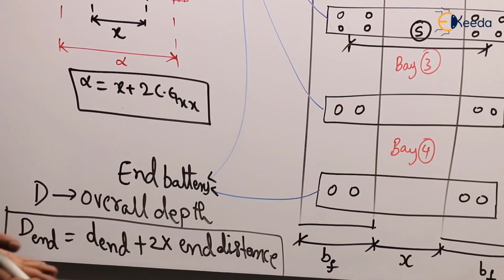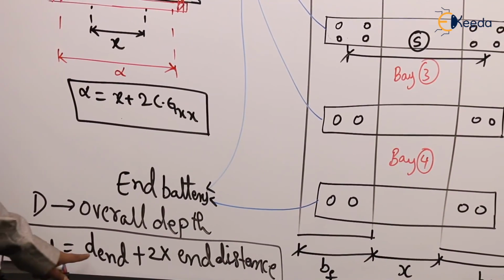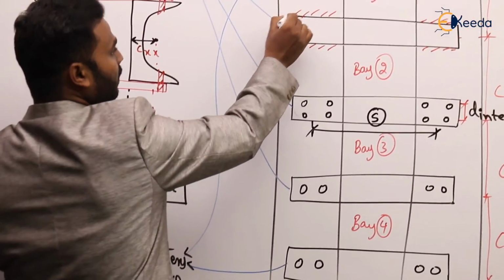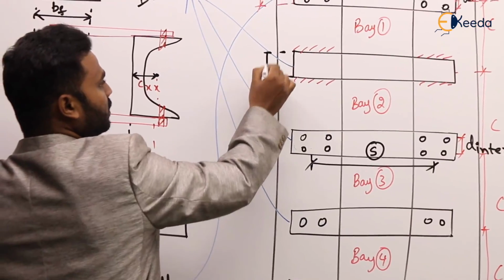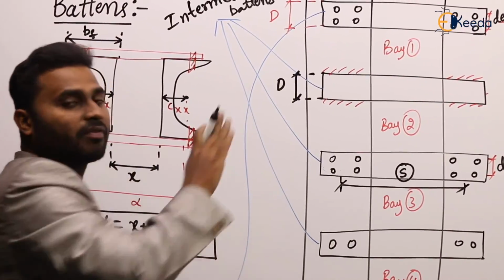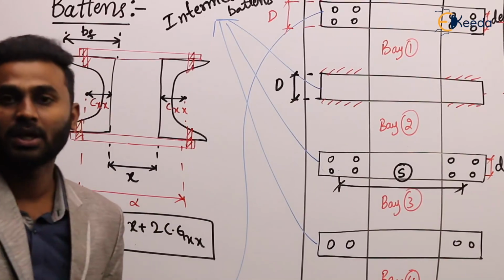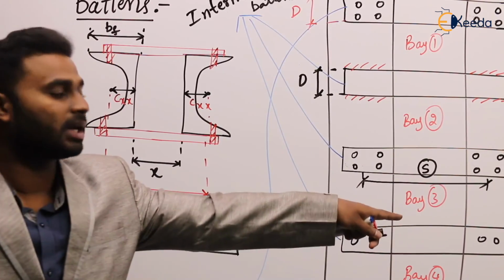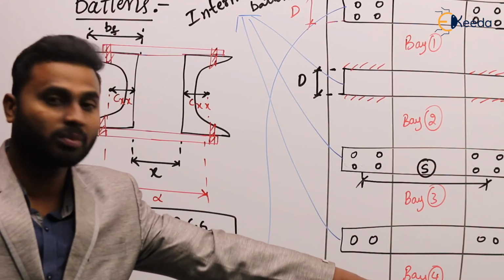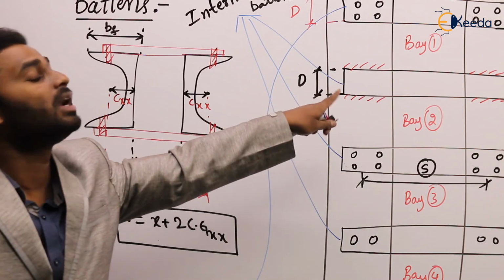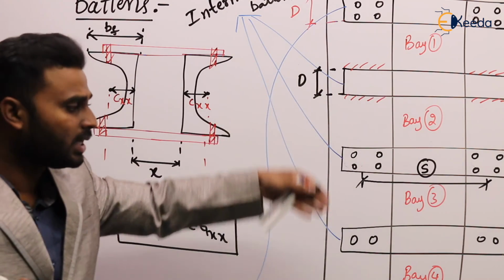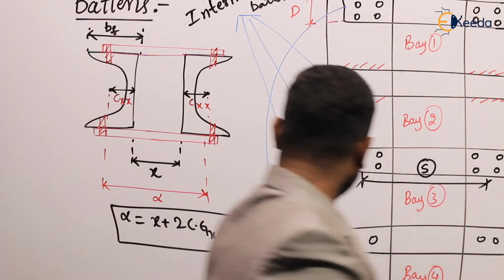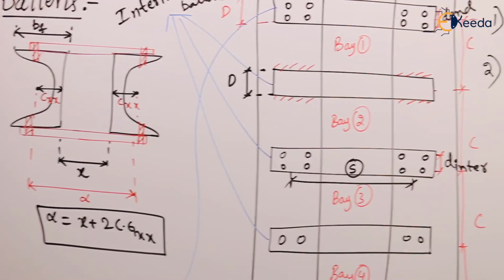For intermediate batten it is also the same. The overall depth of the intermediate batten is equal to the effective depth of the intermediate batten plus twice the end distance. But for weld, if you observe, there exists only one depth, which is the overall depth. For welded batten there is no difference between effective depth and overall depth, only one. So the effective depth of intermediate or end batten is considered as the overall depth for welded batten. Clear? So these are some terms and terminologies you should remember. After that we'll discuss the provisions. So first take all this down clearly.